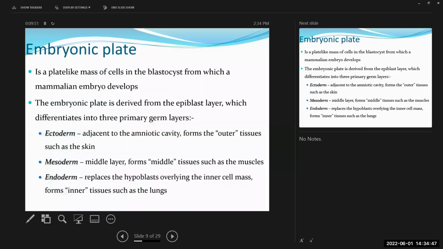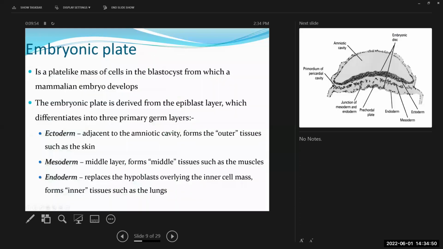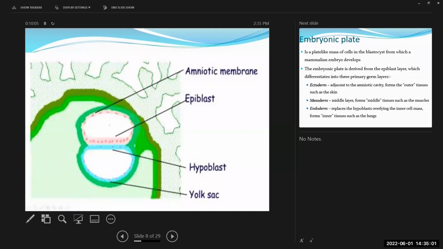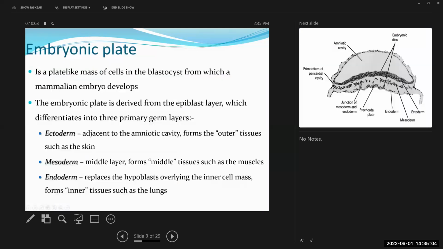Within the egg itself, the embryonic plate, this is a mass of cells, and now you begin to see distinct layers, an ectoderm, a mesoderm, and an endoderm. So here we are seeing the hypoblast and the epiblast. As time goes on, you have these distinct layers, an ectoderm, mesoderm, and an endoderm forming. The ectoderm forms the outer tissues, such as the skin, whereas the mesoderm forms the middle layers, such as the muscles, whereas the endoderm replaces the hypoblast and forms the inner tissues, such as the lungs.